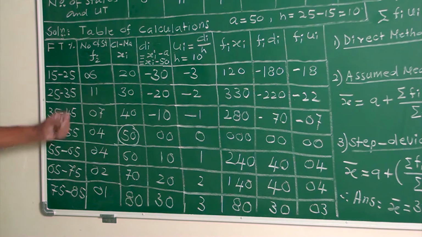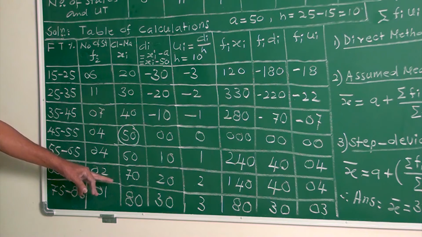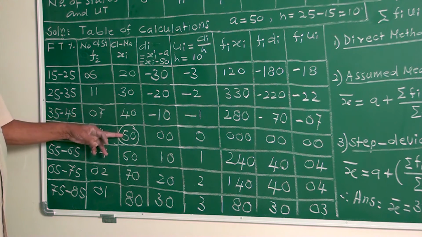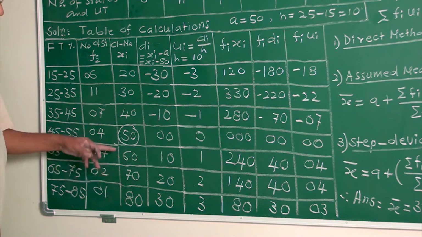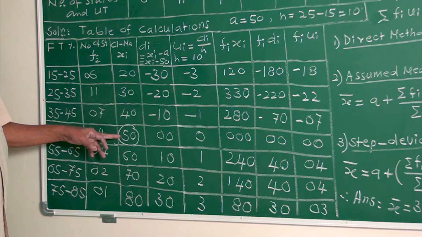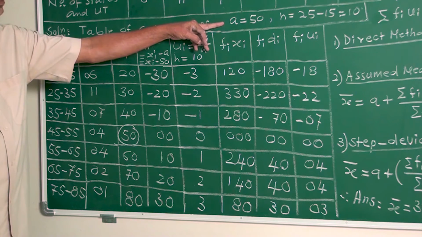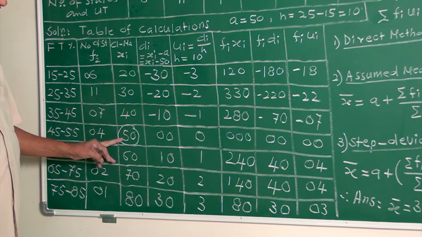After finding xi, with the help of this column you must find the assumed mean, which is the value of a. What is that assumed mean? That is the mid value of these observations. How many observations are there? There are 7 observations, 3 plus 4, 4 plus 3 is 7. Then the fourth observation is the assumed mean, small a, which is 50.